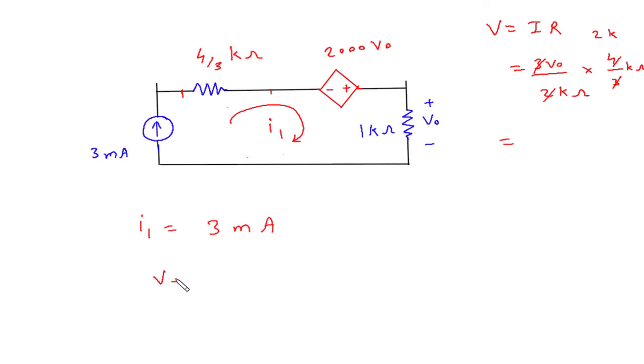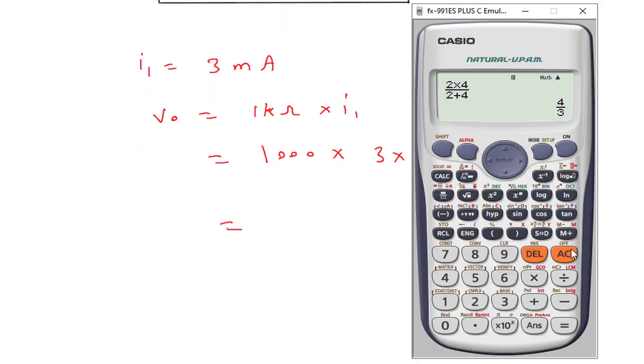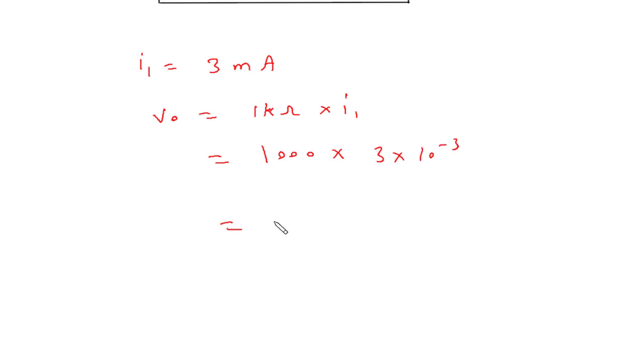So VO is equal to 1 kilo ohm into I1. So this will be 1000 into I1, which is 3 into 10 raised to minus 3. So 1000 into 3 into 10 raised to minus 3 will be 3 volts. Therefore VO is equal to 3 volt.